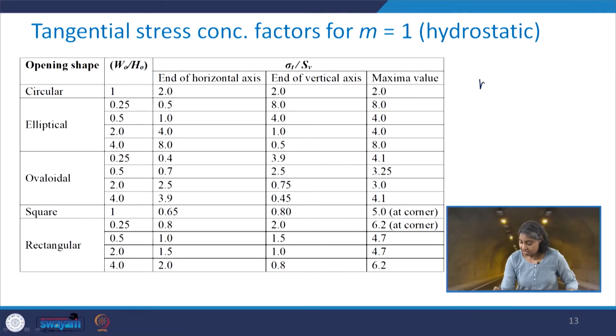Then we come to the next state of stress, which is the hydrostatic state of stress, that is m equal to sigma h upon sigma v, which is equal to 1.